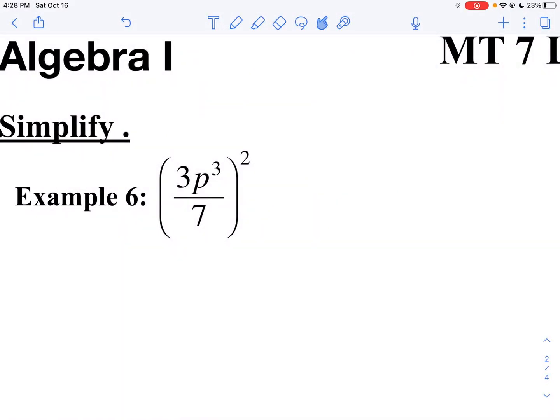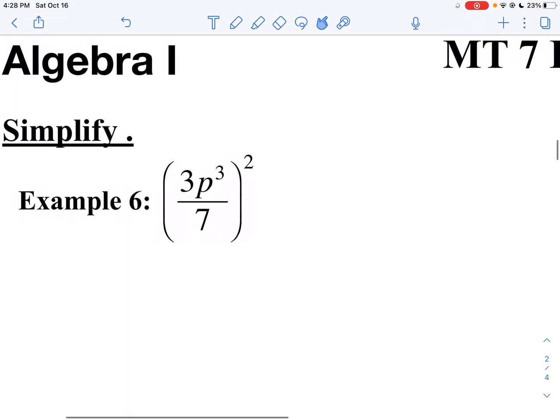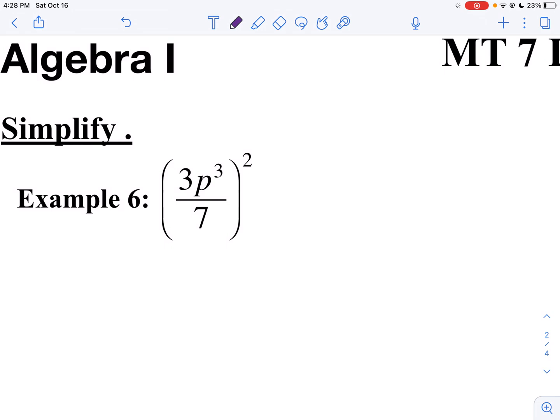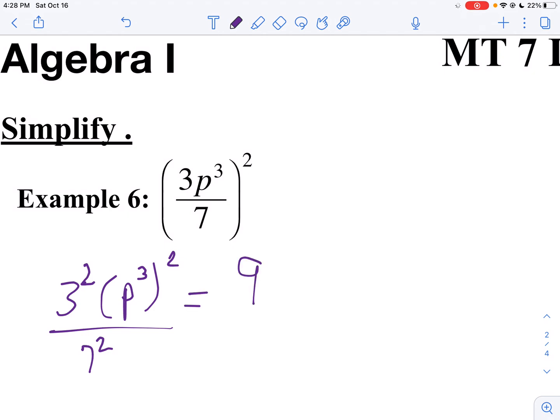So if I look at example 6, that's what I'm going to do. I'm going to apply that exponent to every term in my fraction. So I'm going to have 3 squared over p cubed squared, all over 7 squared. Well, 3 squared is 9. We take p to the 3rd squared, we multiply exponents, so I get p to the 6th, all over 7 squared is 49.